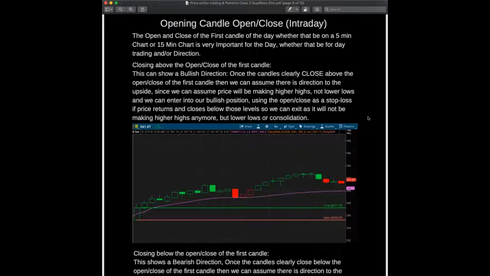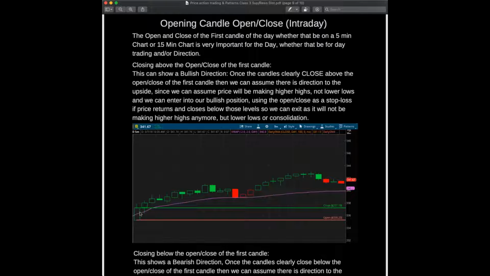Once we can assume price will make higher highs, not lower lows, we can enter into our bullish positions, using the open and close as a stop loss if the price returns and closes below those levels. So we can exit, as we do not want to be in our position if we're not making higher highs anymore, but lower lows or even consolidation.